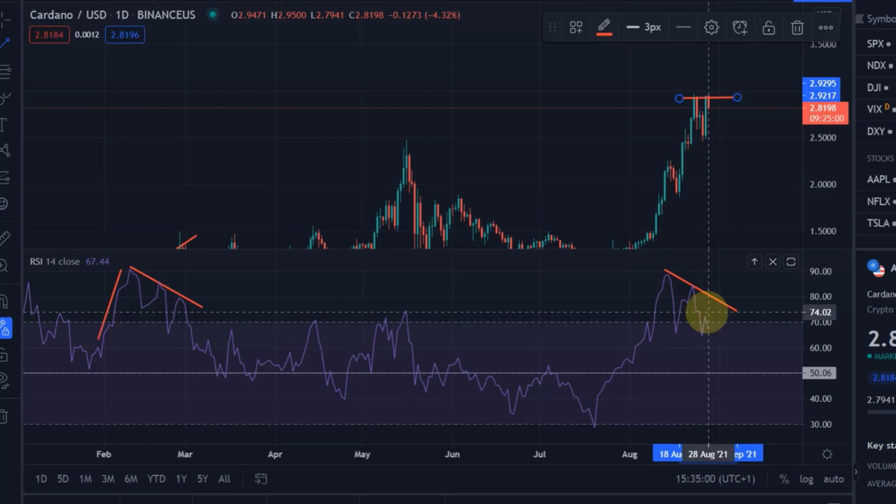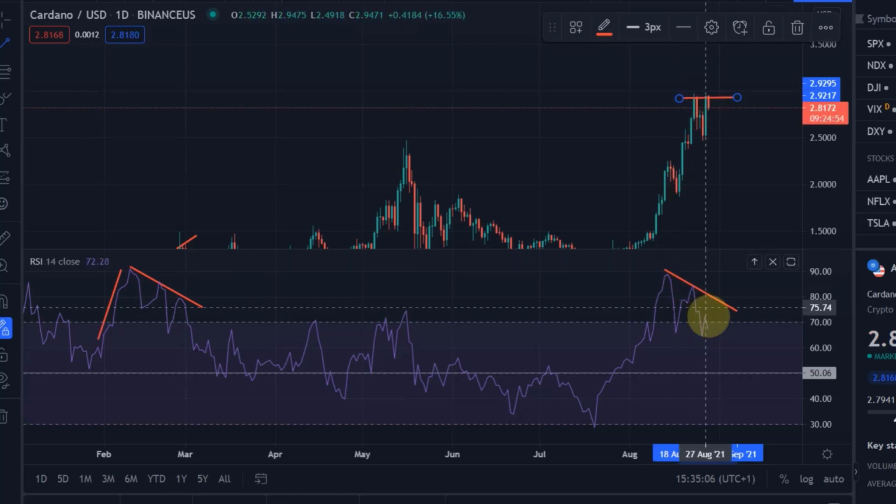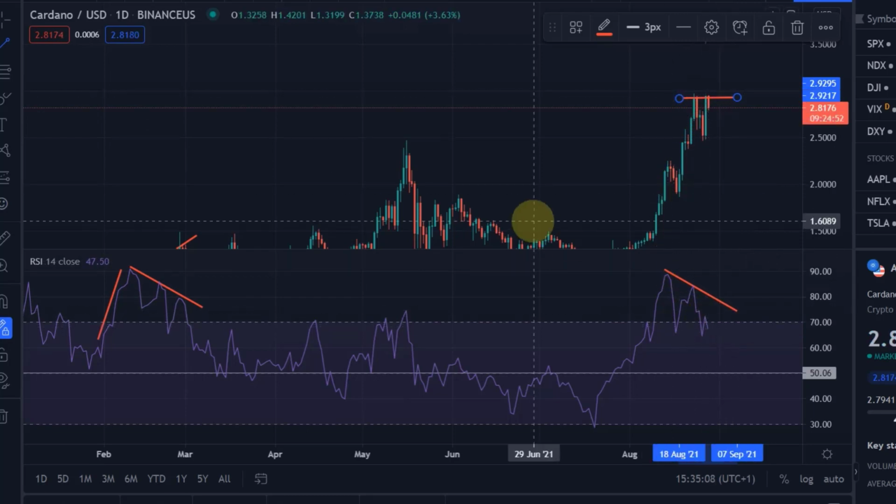Don't use only the RSI, don't only use bearish divergence, but if you have a resistance level here that the price can't get through, losing momentum at the same time, and maybe moving averages crossing to the downside as well, that could give you some indication that there is a move to the downside to be expected.